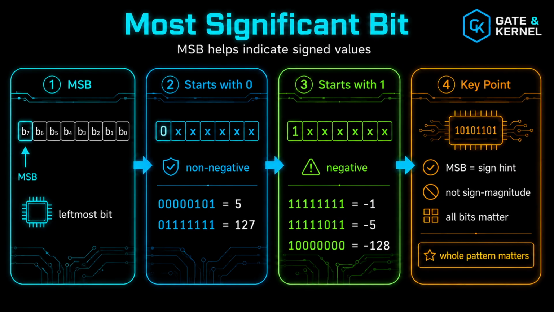Chapter 16. The most significant bit. In 2's complement, the leftmost bit is the most significant bit, or MSB. For an 8-bit signed integer, a pattern beginning with 0 represents a non-negative number. A pattern beginning with 1 represents a negative number. Because of this, the MSB is often called the sign bit. But remember, 2's complement does not store a separate sign in magnitude. The entire bit pattern represents the number. The leftmost bit tells us the sign, but all bits still participate in the value.